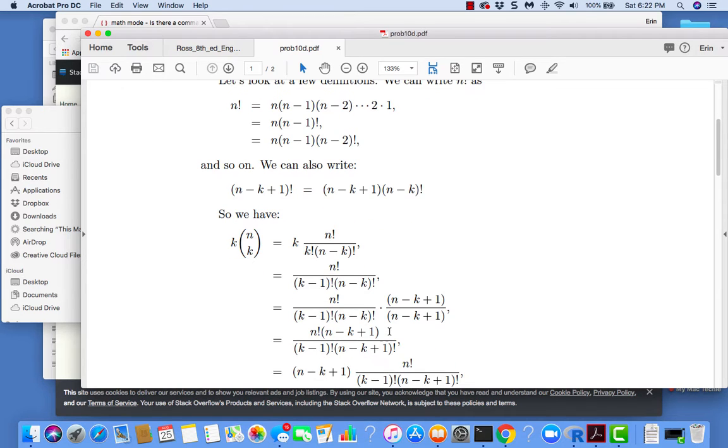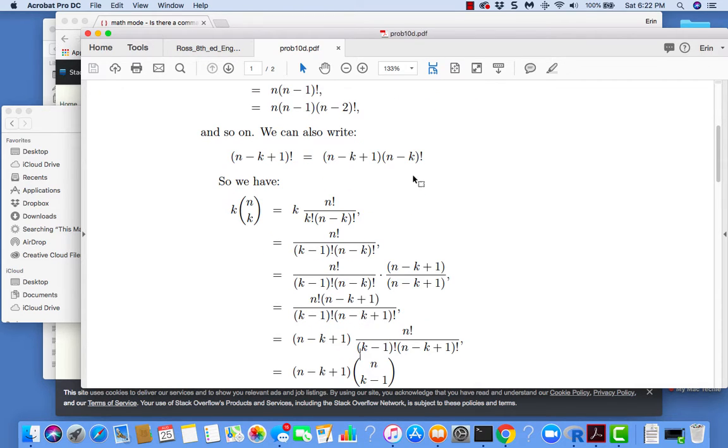Now, using our nice definition from up here, I'm going to multiply top and bottom by n minus k plus 1. So it just goes on the top in the denominator, or excuse me, in the numerator, my fault. And I know that (n minus k plus 1) times (n minus k) factorial is equal to (n minus k plus 1) factorial. Aha! Things are looking better now.